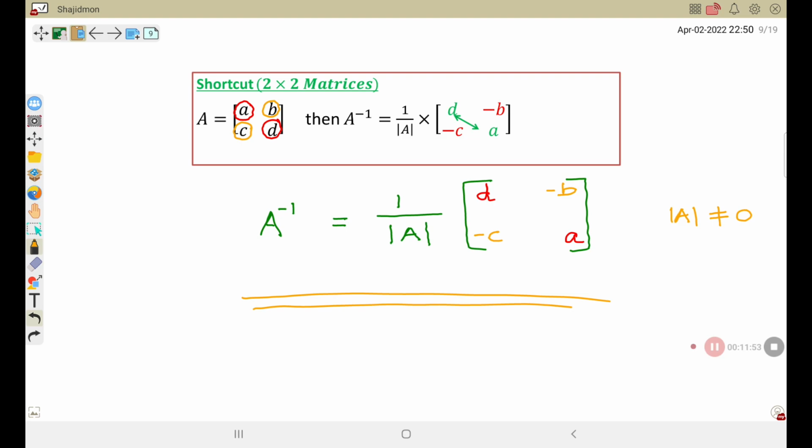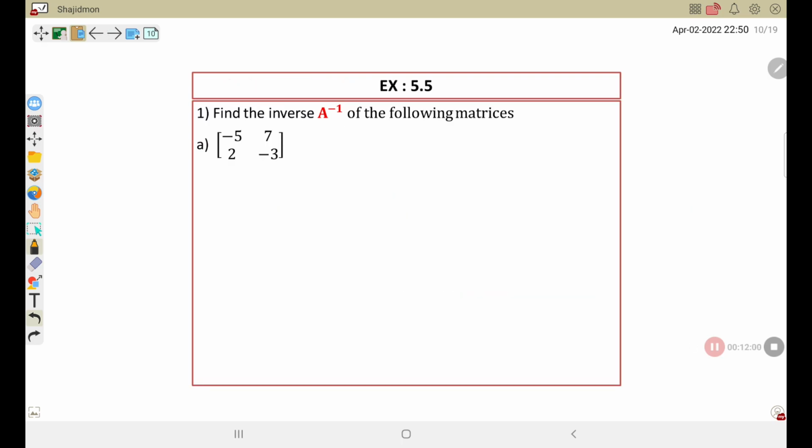Now we will go to some examples. How can we find the inverse, okay, by using this rule? For example, first question.